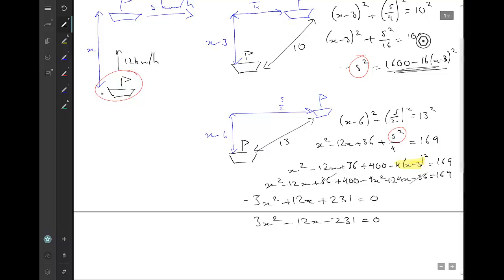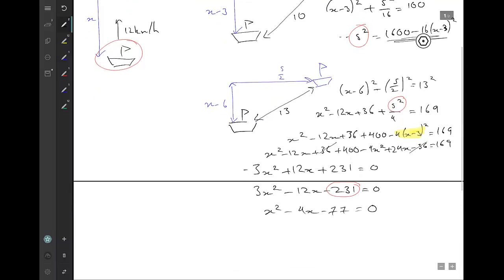So straight away we can simplify because 231 is divisible by 3. Okay, to check that, just add up 2 plus 3 plus 1, that's 6. So if 6 is divisible by 3, so is 231. So we end up with x squared minus 4x, 231 divided by 3 is minus 77, equals 0. And actually that factorizes really nicely. We end up with (x minus 11)(x plus 7) equals 0. So therefore x equals negative 7 or 11.